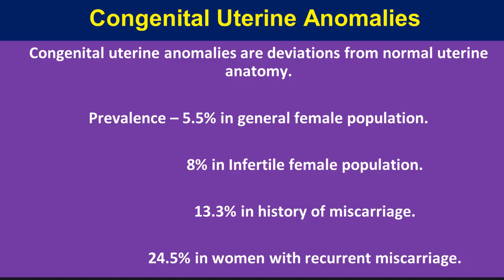The congenital uterine anomalies are nothing but deviations from normal uterine anatomy. The prevalence is 5.5% in the general female population, 8% in the infertile female population, 13.3% in those with a history of miscarriage, and 24.5% in women with recurrent miscarriage. So the incidence is quite high in recurrent miscarriage.